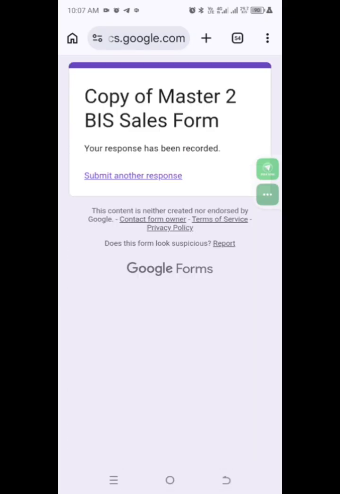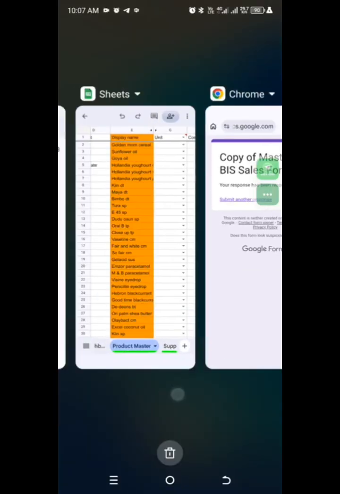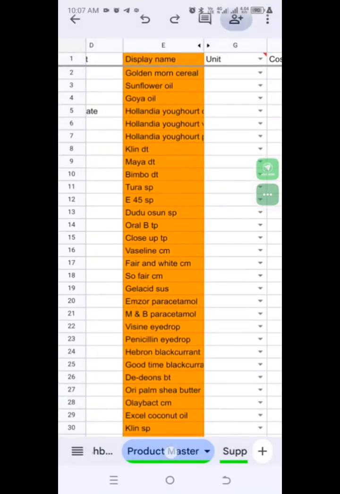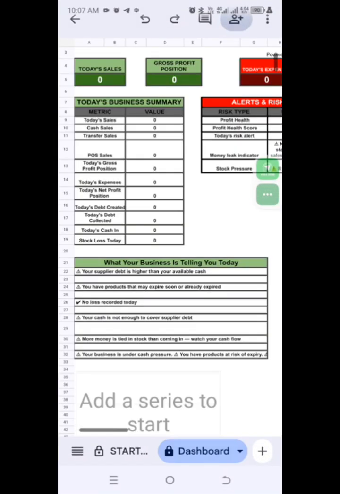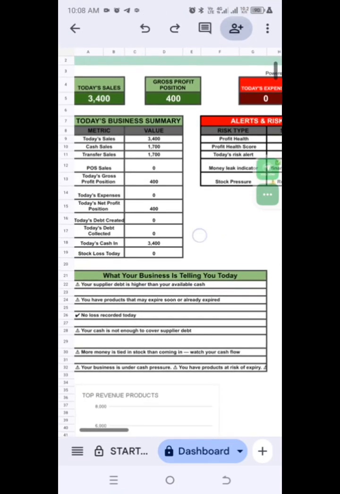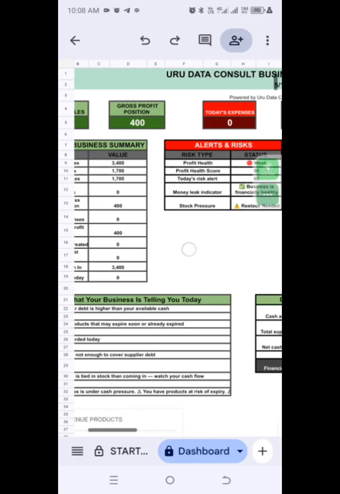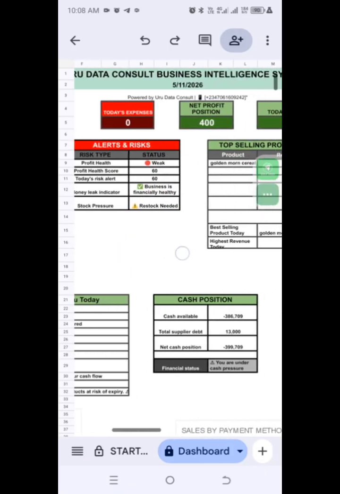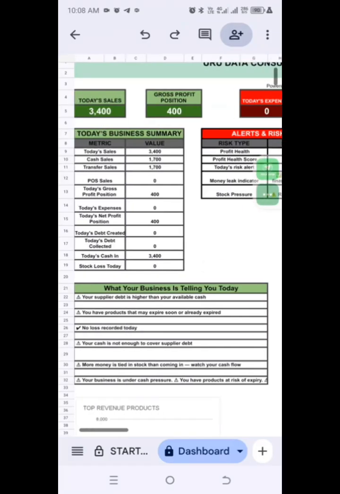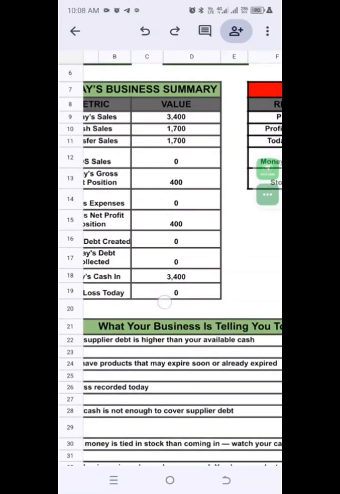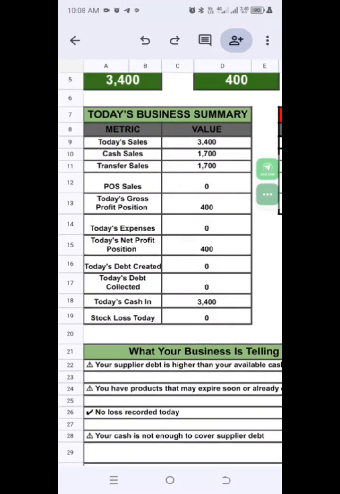Okay, so let's go back and check. Let's come to our dashboard. Very soon it will reflect on our dashboard. You will see, yes, that's reflected. Today's sales is 3,400. Our gross profit position is 400. Net profit position is 400. These are telling you that the cash sales was 1,700 and transfer sales 1,700.